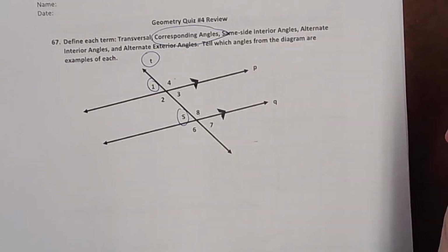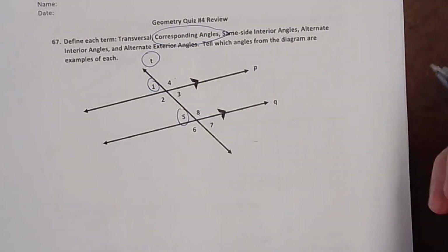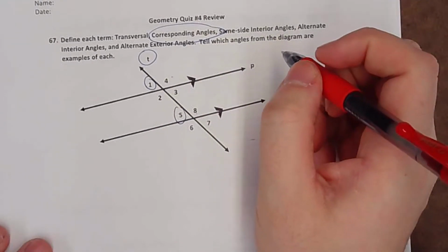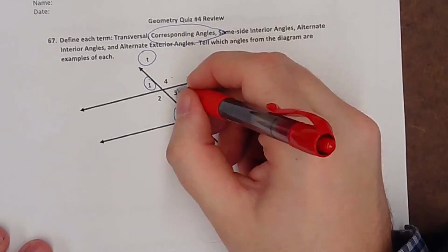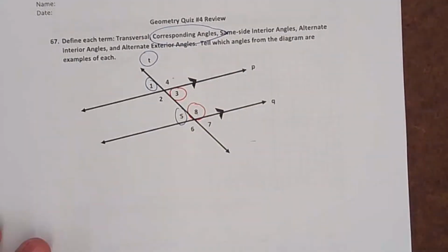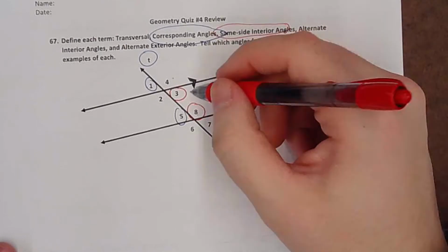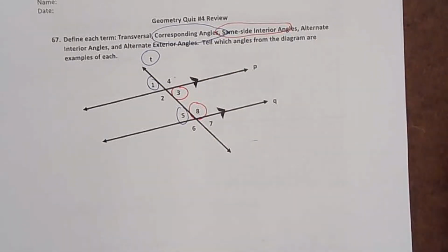Give me an example of same side interior. Try to use numbers we haven't used yet. 3 and 8 are not same side interior. Oh, no, it's 3 and 8 are. I thought you said 2 and 8. 3 and 8. I even said 3 and 8 out loud. 3 and 8 are same side interior because they're the same side and they're in the interior.